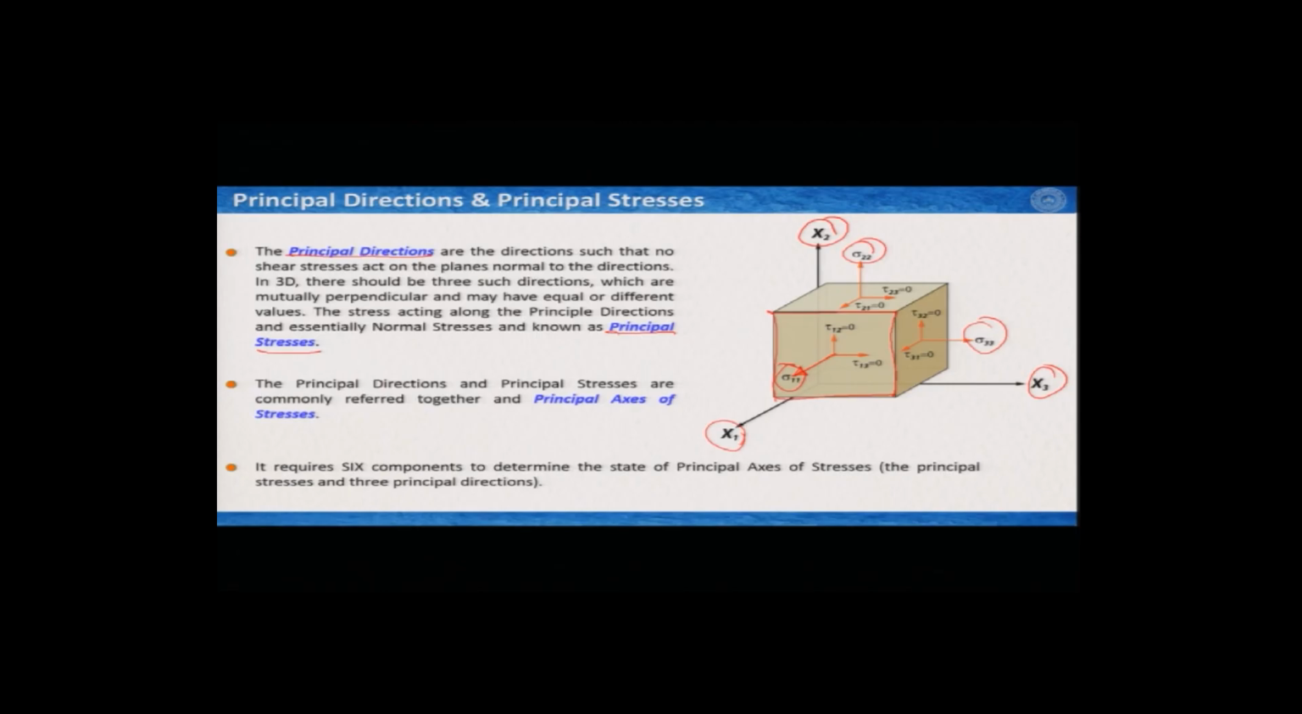Now altogether, principal stresses and principal directions are known as principal axis of stresses. The principal directions and principal stresses are commonly referred together, as it is written here, as principal axis of stresses. Now if I consider a 3-dimensional system, then it is quite obvious that I would have 3 principal stresses and 3 principal directions. So altogether it requires 6 components to determine the state of principal axis of stresses acting on a body.